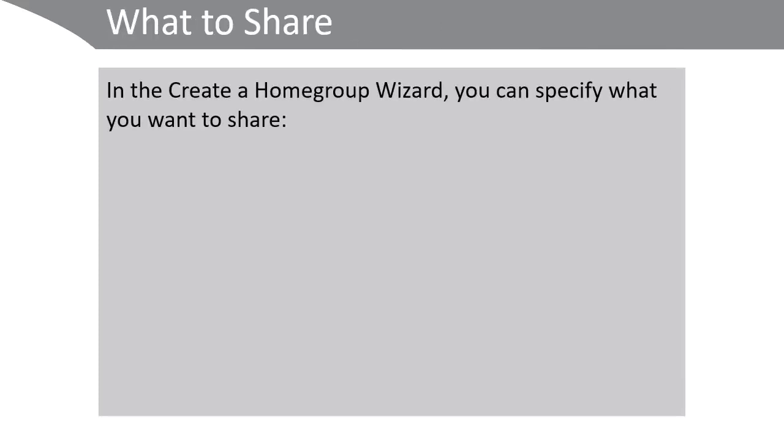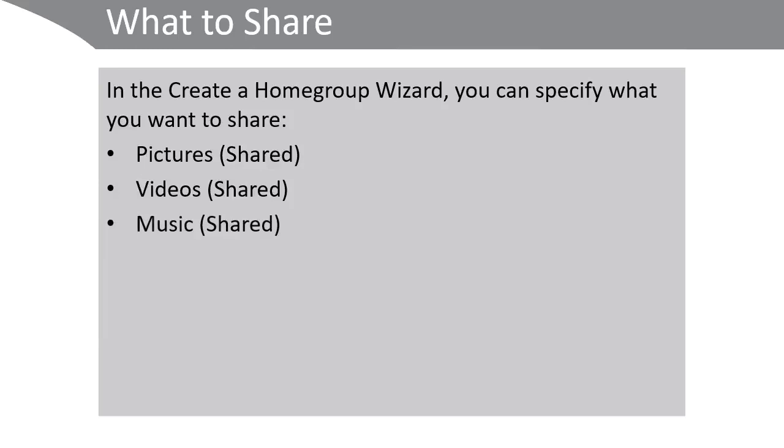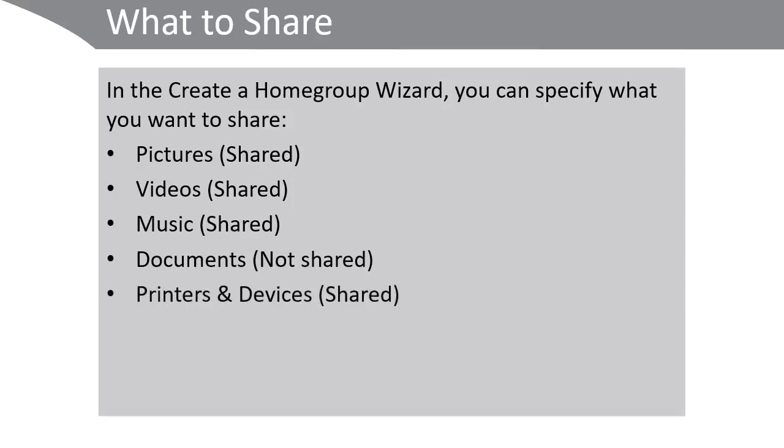In the Create a Home Group wizard, you can specify what you'd like to share. Pictures, videos, music are all shared by default. Documents is not shared by default. Printers and devices are also shared by default. You can reconfigure this behavior.